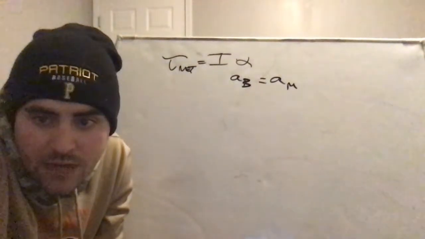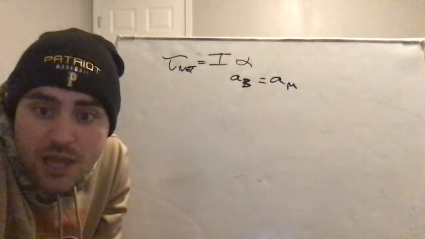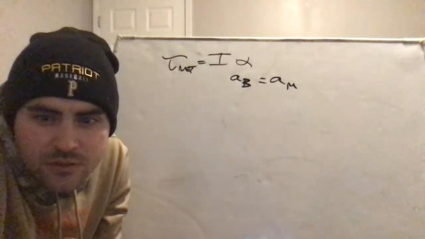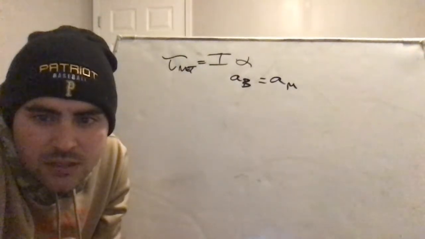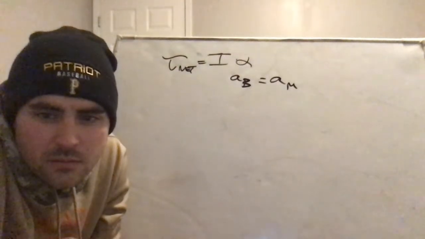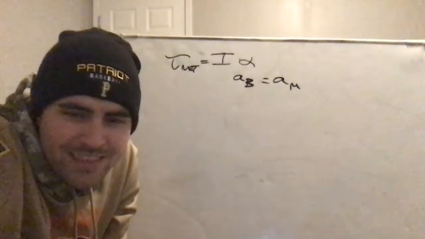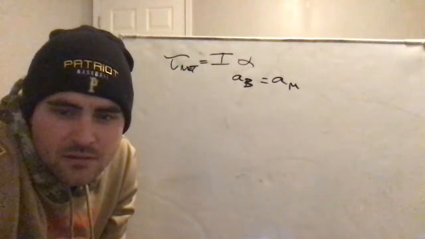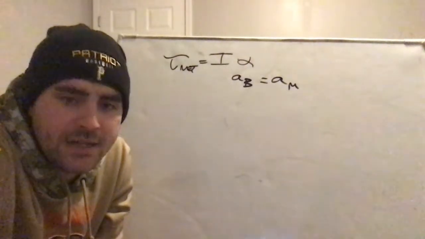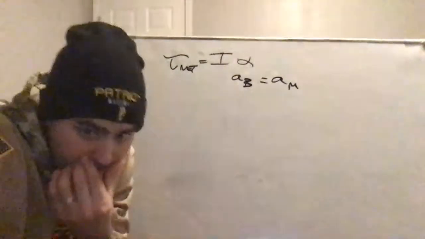Ezra says, if you have an object like a tree where the R is different in vertical and horizontal directions, how would you find rotational inertia? Wow. Ezra, I don't know what you mean. If you have an object like a tree where R is different in vertical and horizontal. I got it, Ezra.